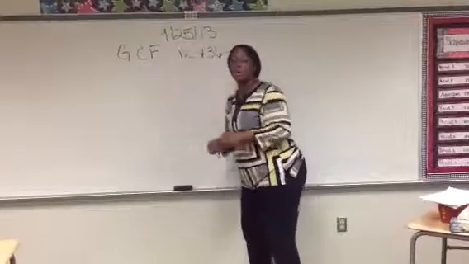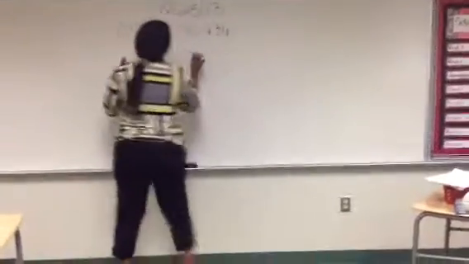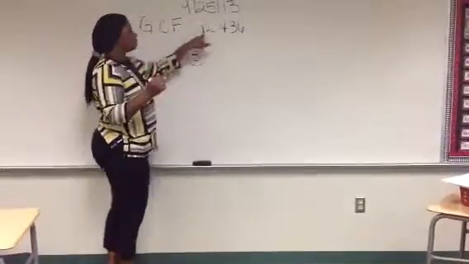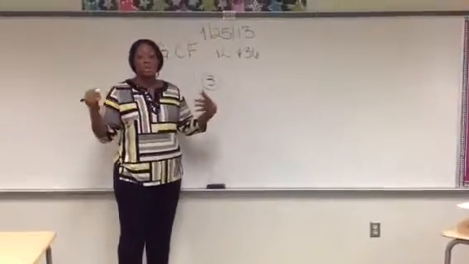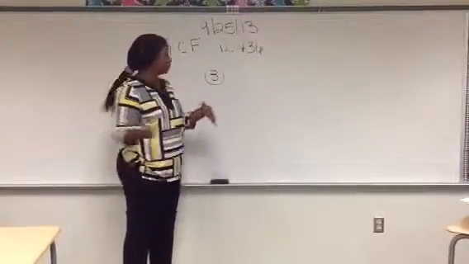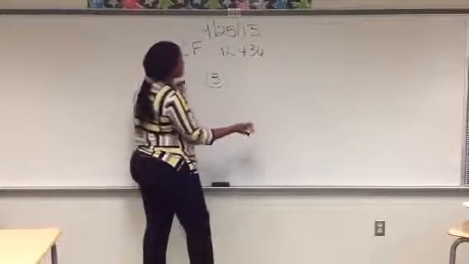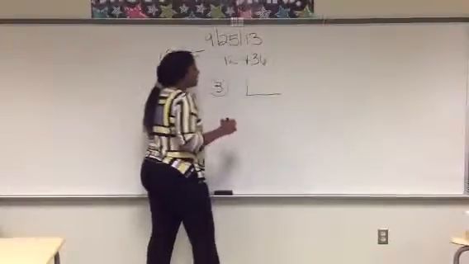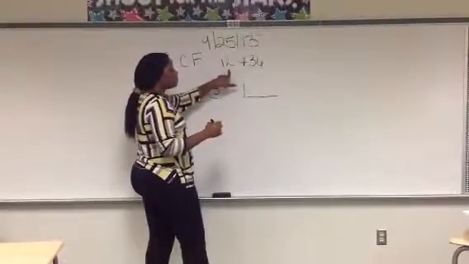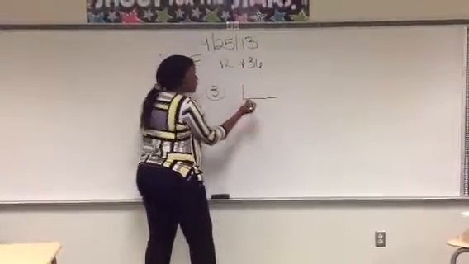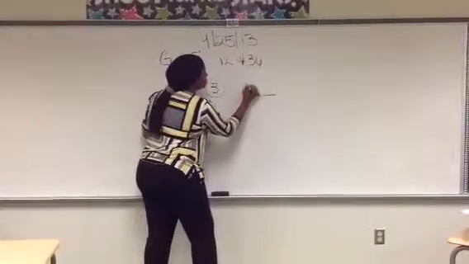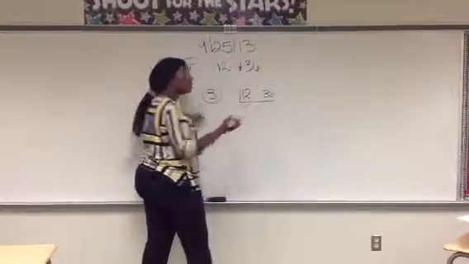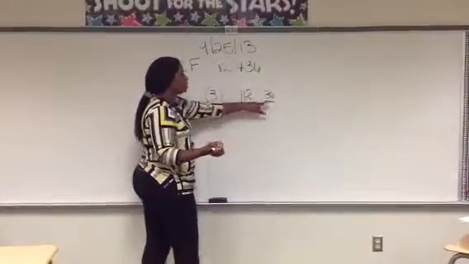Okay, our third and final way. We're going to use the same numbers, 12 and 36. We're going to use upside down division this time. Something else that we talked about in class. So I'm going to flip my division symbol so that it's upside down. I'm going to put in both numbers, 12 and 36. I'm looking for the smallest number that can go into 12 and 36.